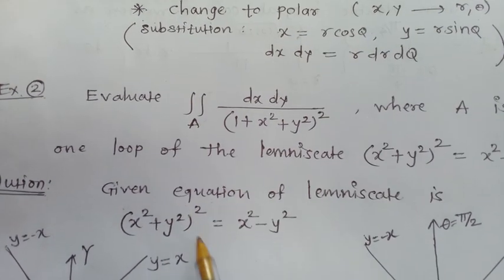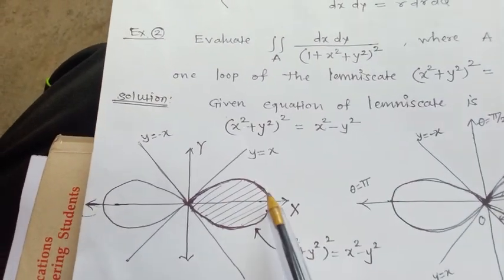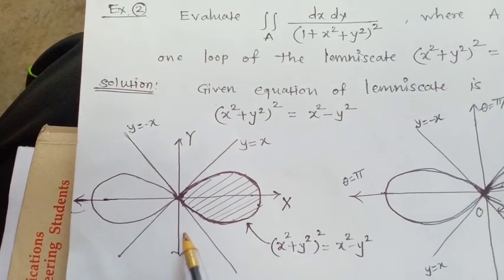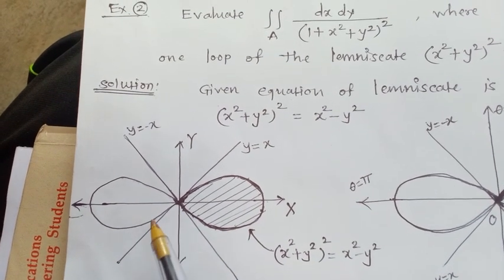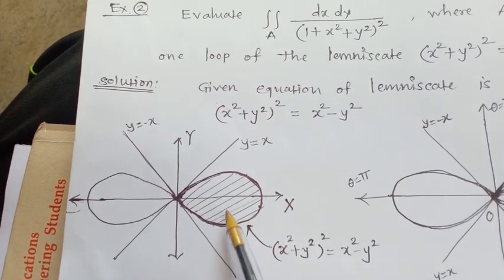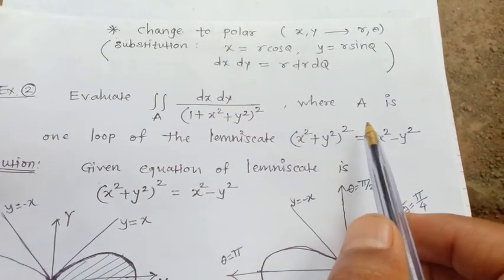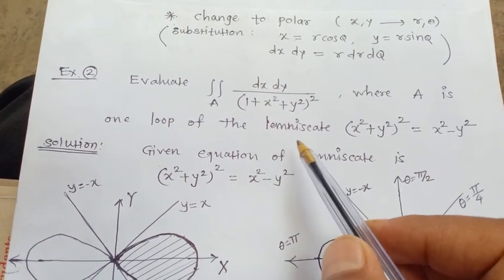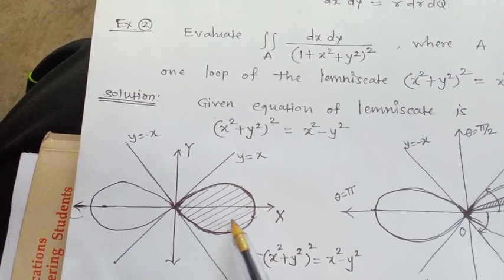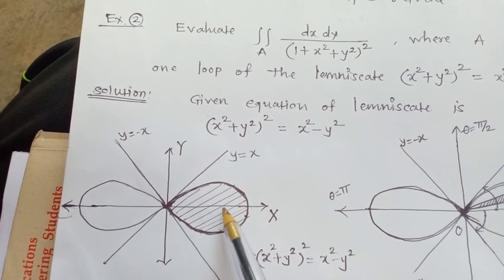First of all, we are plotting this equation of Lemniscate on the graph, and if we plot, then the figure will be like that. So you can observe that figure. There are two loops. One is at the negative x-axis and one is at the positive x-axis. But we have been told our area is only one loop of Lemniscate, and therefore we have to consider only one loop from that. So I am considering the loop which is present at the positive x-axis.